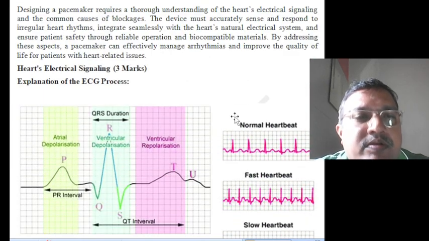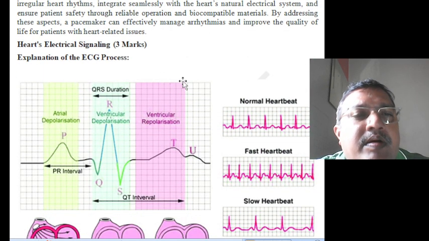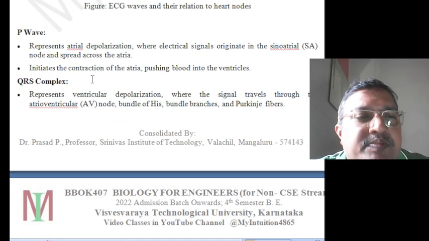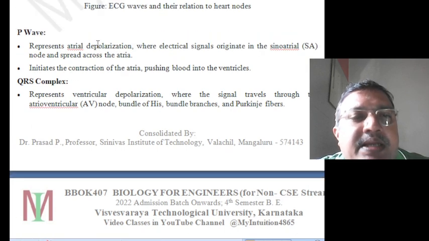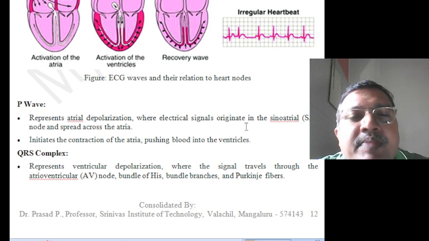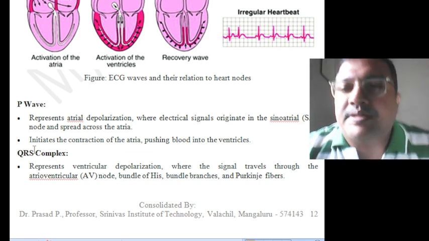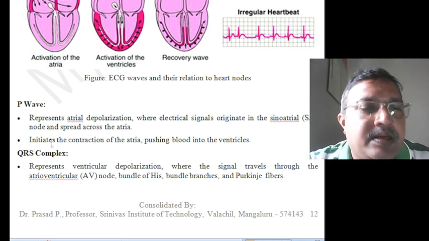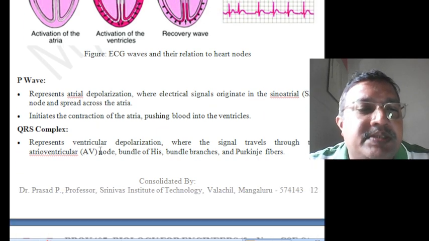Our question: explanation of the ECG process, that is heart signaling, carrying 3 marks. We need to explain what the P wave, the QRS complex, and the T wave are. The P wave represents atrial depolarization. The electrical signal originates in the SA node and spreads across the atria, and it initiates the contraction of the atria, pushing blood into the ventricles. That represents the P wave.